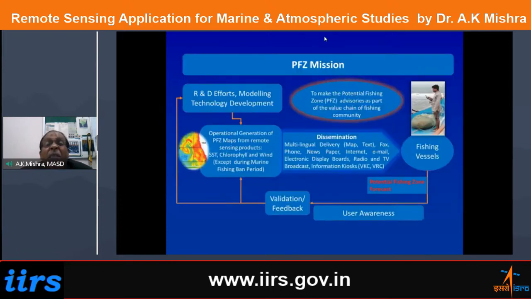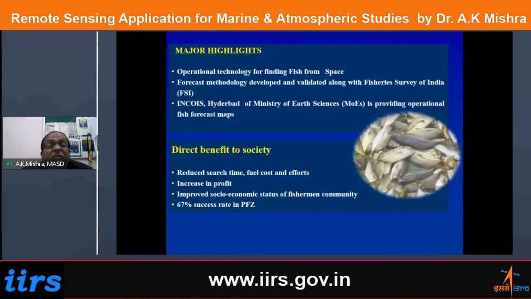And overall it is the PFZ mission, and the satellite data is being utilized to generate the PFZ maps, and dissemination is carried out through multilingual maps, text, fax, phone, etc. And the fishermen get the information easily, and they give their feedback to improve the R&D efforts and the modeling technology, etc. And we have achieved around 70% success rate in predicting, for potential fishing zone detection.